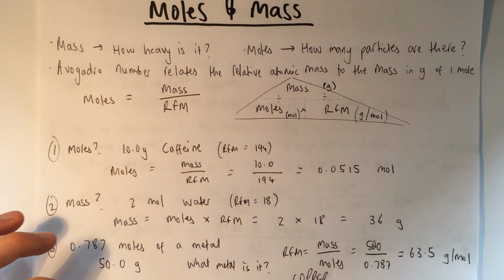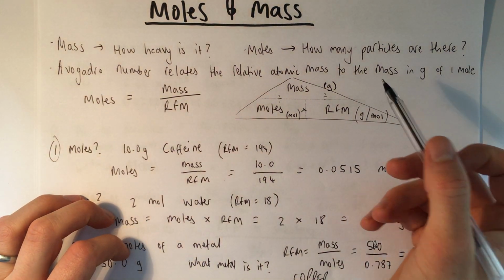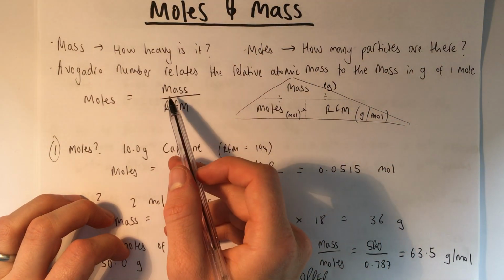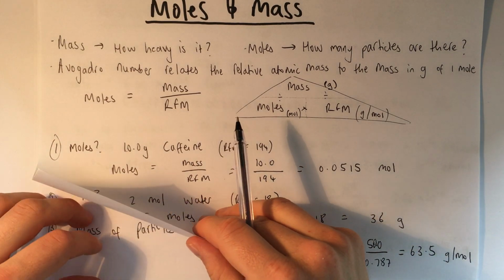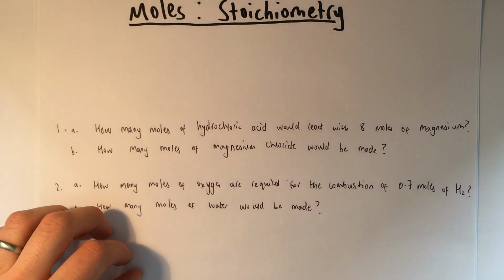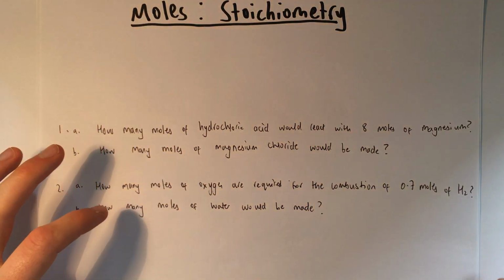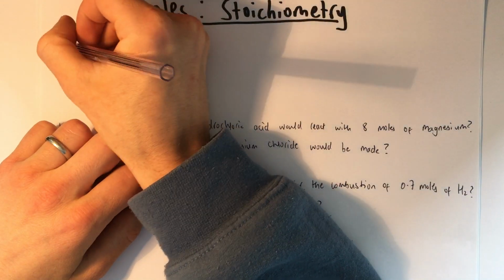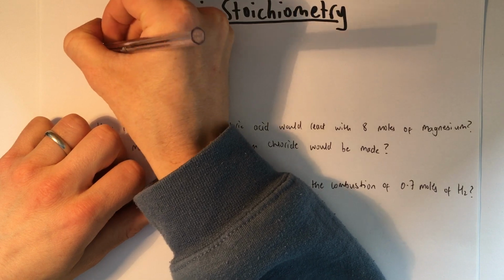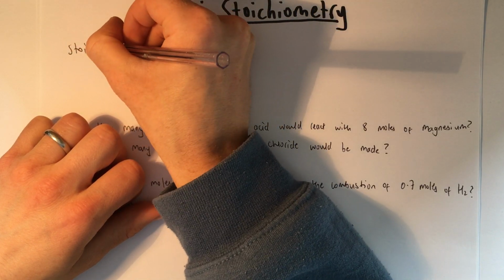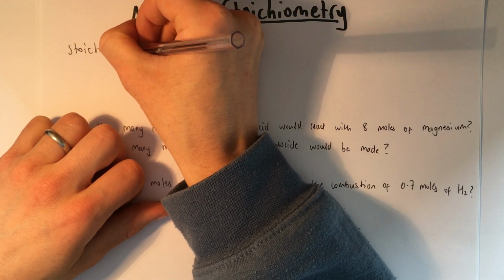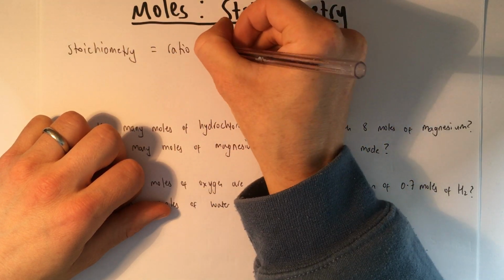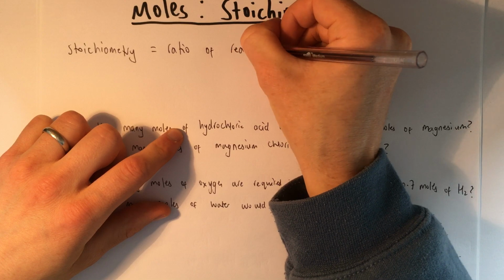The question remains then, why do we need to bother knowing how many particles there are, knowing how many moles there are? Why don't we just talk about the mass of something? And stoichiometry is where moles are really useful. Stoichiometry just means ratio in a chemical reaction equation. So it's the ratio of the reactants and the products.